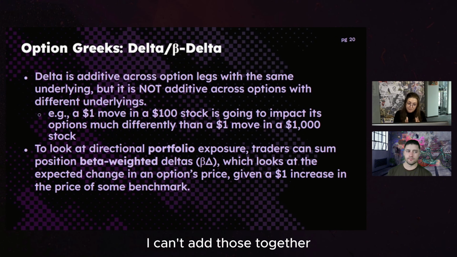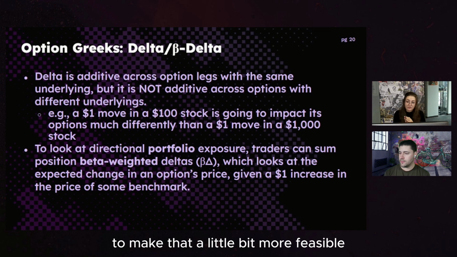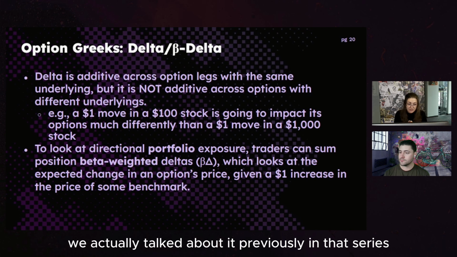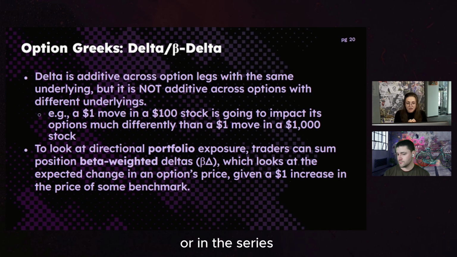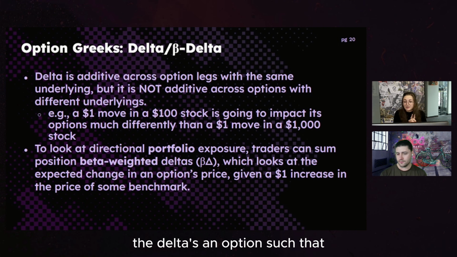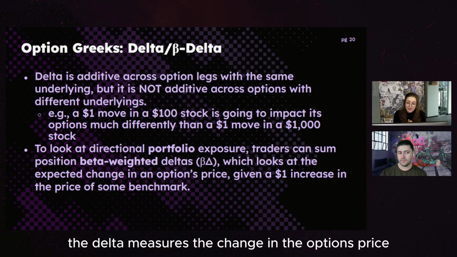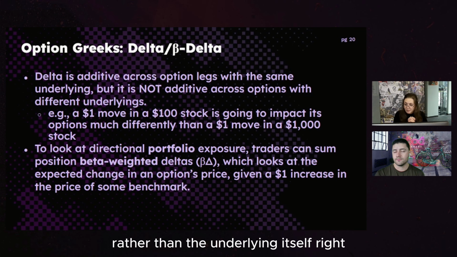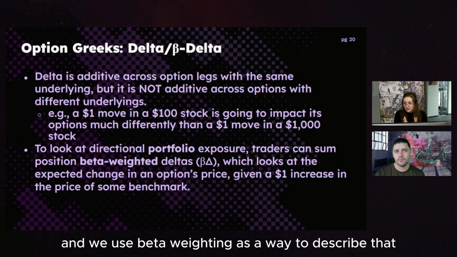Because the units are not the same, or rather the underlying is not the same, I can't add those together. But there's a little trick that you can do to make that a little bit more feasible, which is beta weighting it. We've talked about beta previously in this series. But effectively, what you can do is beta weight the deltas of an option such that the delta measures the change in the option's price relative to some benchmark rather than the underlying itself, right? And we use beta weighting as a way to describe that.